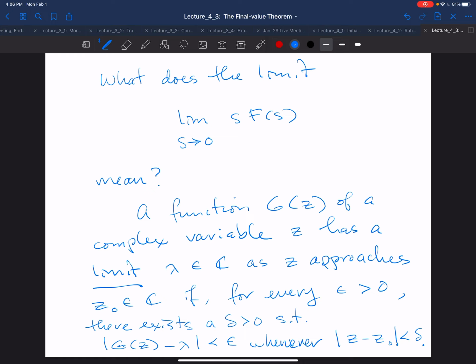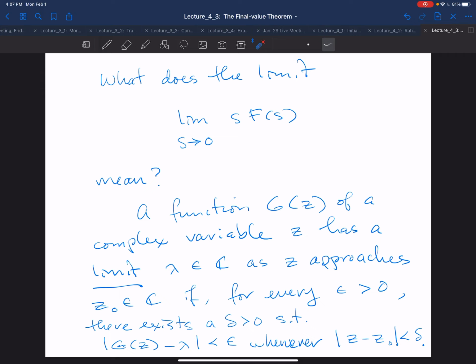Okay, so this means that you can be sure that the difference between g of z and lambda, or the distance between those two points on the complex plane, is less than epsilon as long as the distance between z and z naught is less than delta. So this means that the closer z gets to z naught, the closer g of z gets to lambda on the complex plane. So this is the standard definition of a limit on the complex plane.